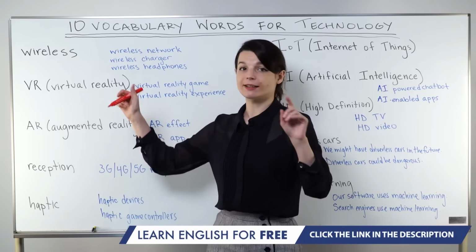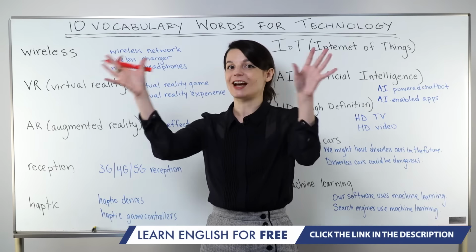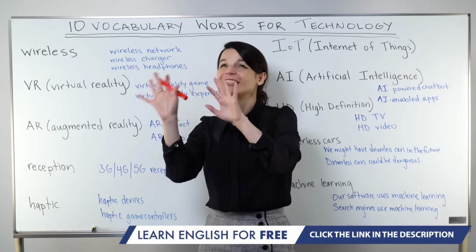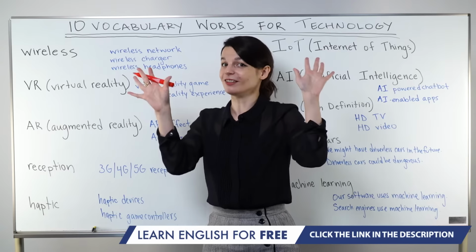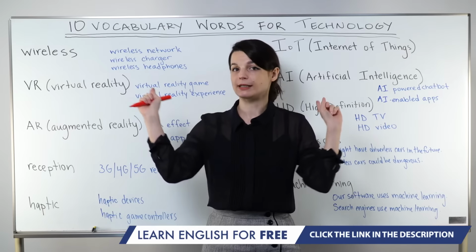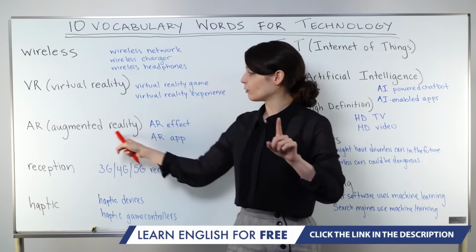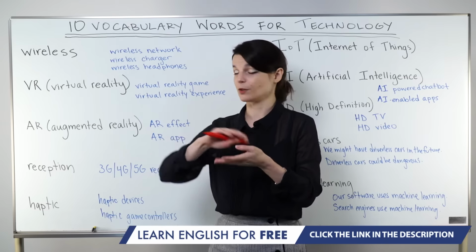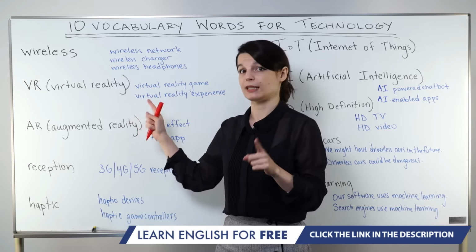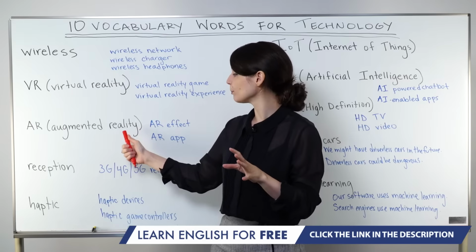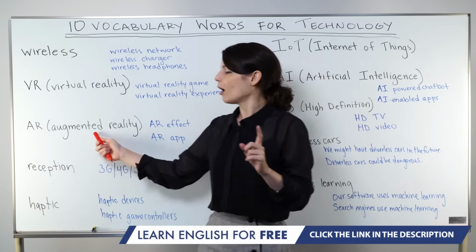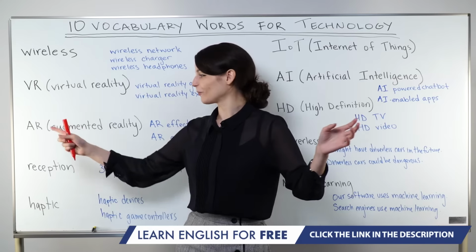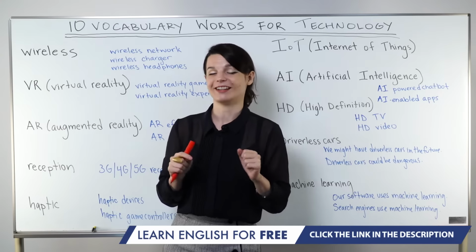So virtual reality means the real world is actually digital. So it's not really the real world. It appears like the real world, but it's digital. Augmented reality is the real world plus something. So this is a big difference between these two. So augmented reality is quite long. We often say AR instead.